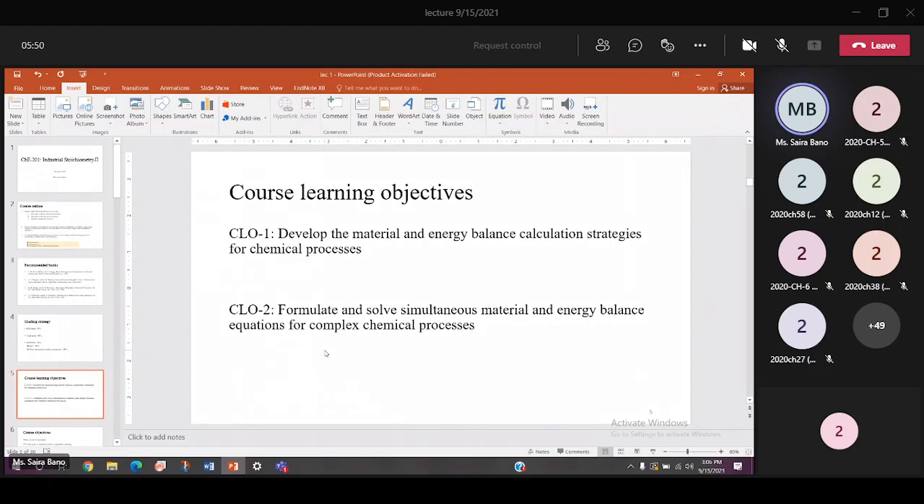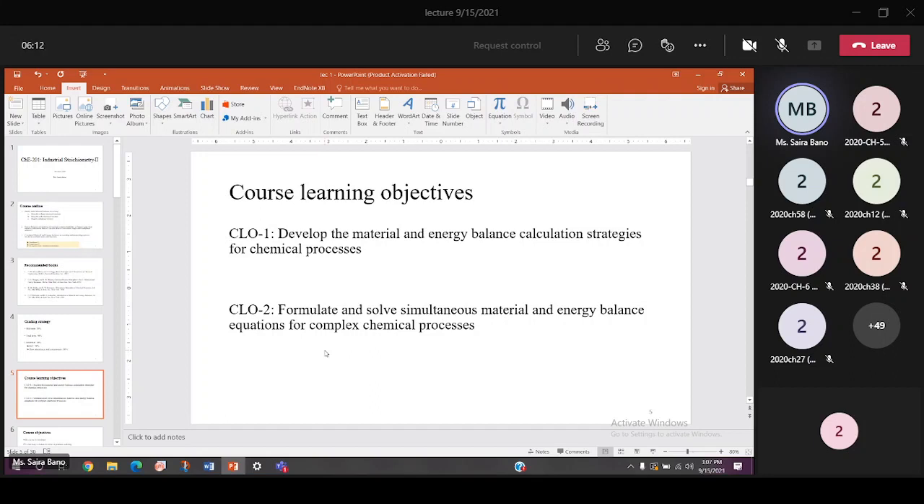And when you will be studying thermodynamics one as well, there are also topics of material and energy balance. So these two subjects go side by side. Whatever you will learn here or in thermodynamics one, that will be related to stoichiometry as well.